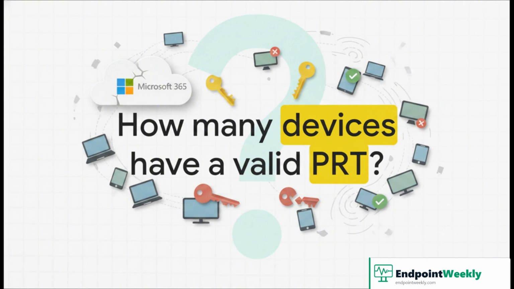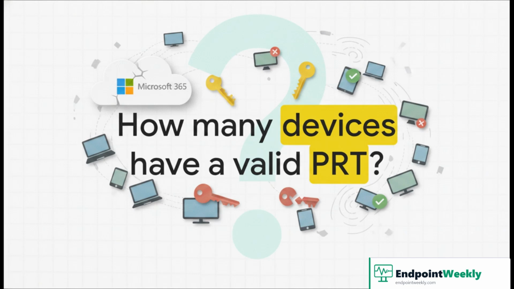Now, if you aren't familiar with it, PRT stands for Primary Refresh Token. You can basically think of it as the master key that grants your Windows devices seamless single sign-on access to Microsoft 365 and EntraID resources. And it's pretty simple. Broken primary refresh tokens mean broken access, which directly kills user productivity.